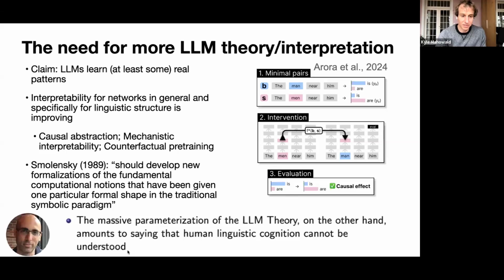And so here I pulled from Roni's talk, right? The massive parameterization of the LM theory, on the other hand, amounts to saying that human linguistic cognition cannot be understood. So I would not say that it can't be understood. I would say we need better methods. And I do think there's hope that we can understand this black box better. So right here is from Arora et al., some really nice methods for using causal interventions to study grammaticality and how grammaticality emerges. And so I'm optimistic that as these methods develop, we'll get more and more insights into how these kinds of linguistic real patterns are being implemented in models.